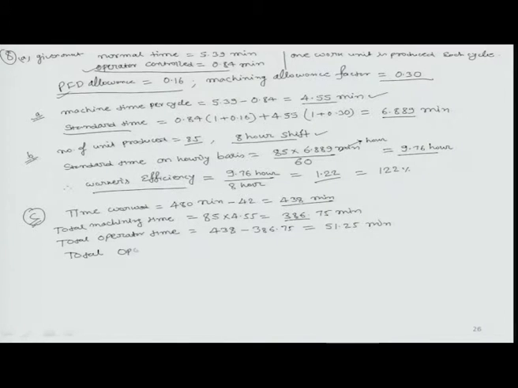Total operator time at normal pace will be equal to 85, the number of units produced, into the operator control time, which was 0.84 minute. So, 85 into 0.84 is equal to 71.4 minutes. Okay. So, we will have to calculate the worker's performance.